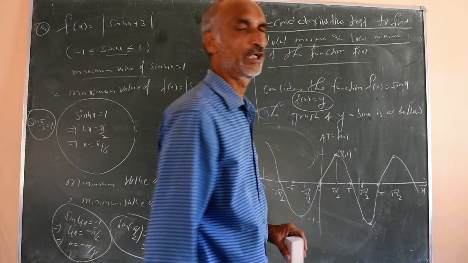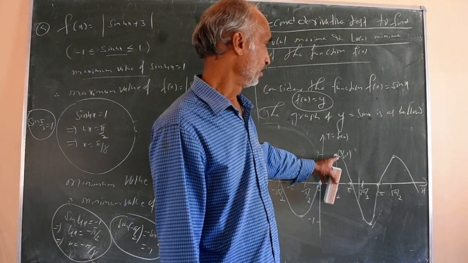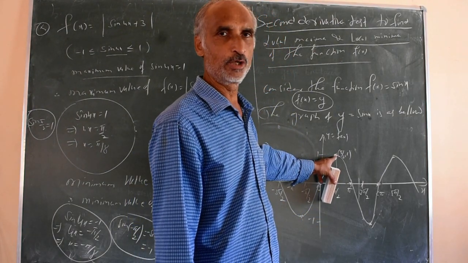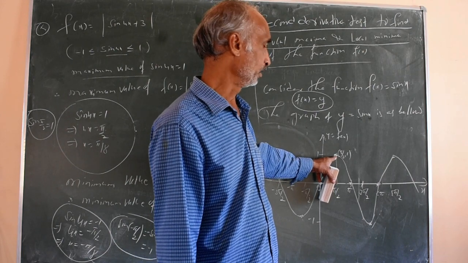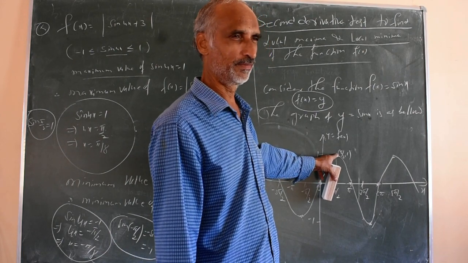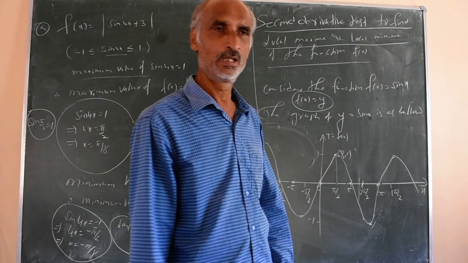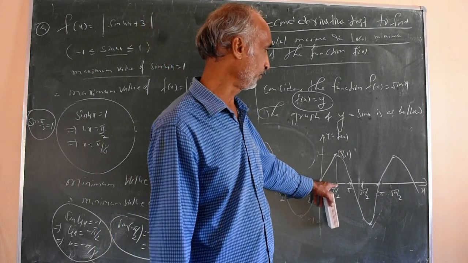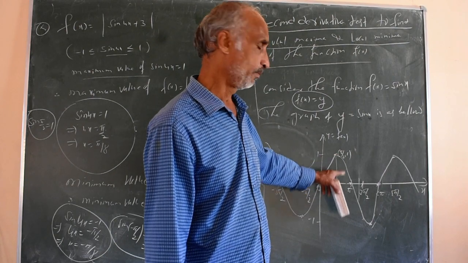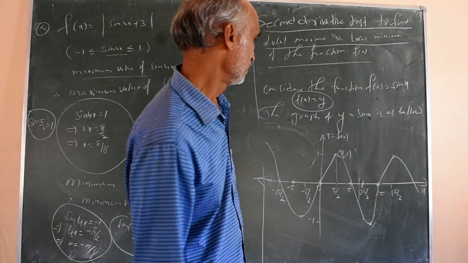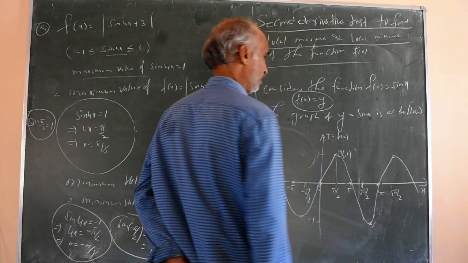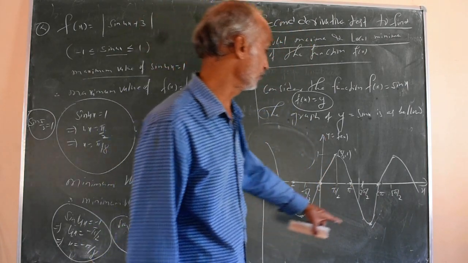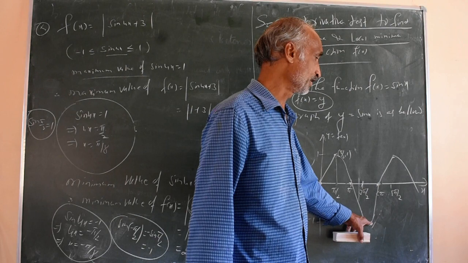The curve attains the highest point. The curve attains the peak point. Saying the peak of the curve is the wrong statement. The curve takes the peak point when x is equal to pi by 2 and the peak value is 1. Peak means maximum. Similarly, at x is equal to 3 pi by 2, the curve attains the minimum value.